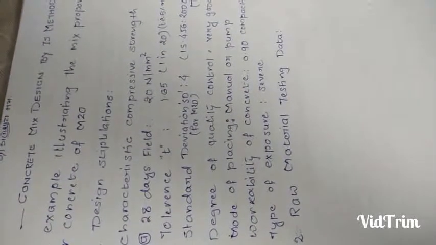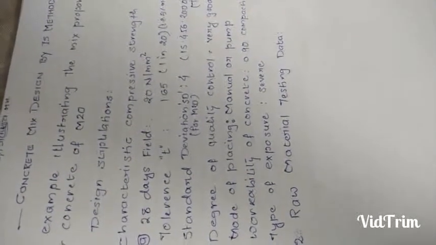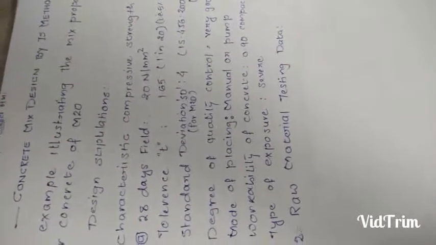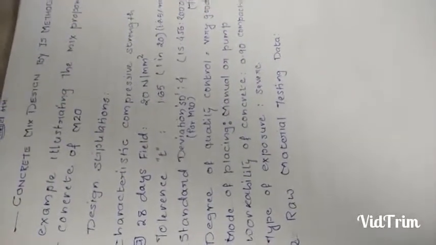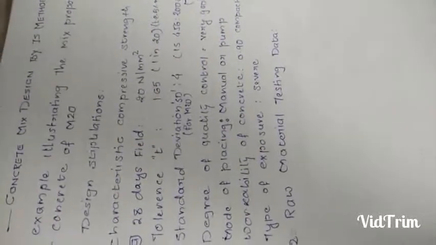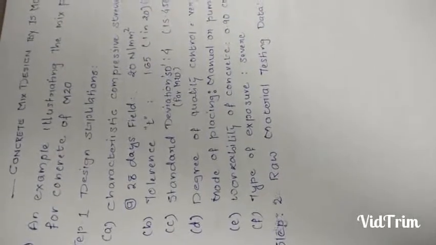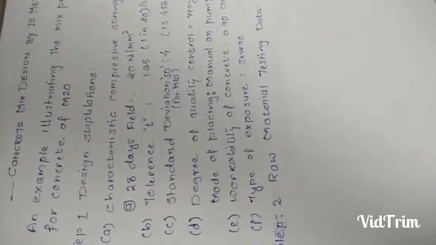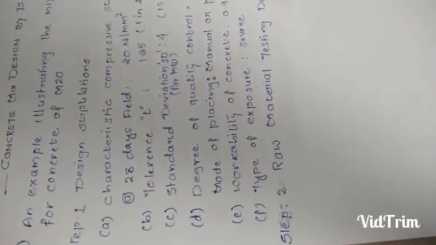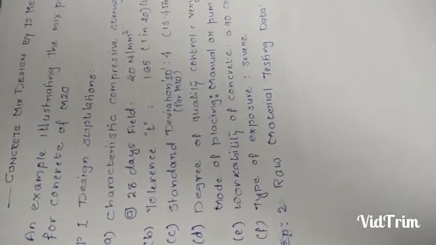Now the next is degree of quality control, that is very good. Mode of placing, manual or pump, you considered. Workability of concrete, compacting factor 0.90, right? And type of exposure we consider severe, right? Now we have completed design stipulation, the first step, and we switch to step 2, raw material testing data.